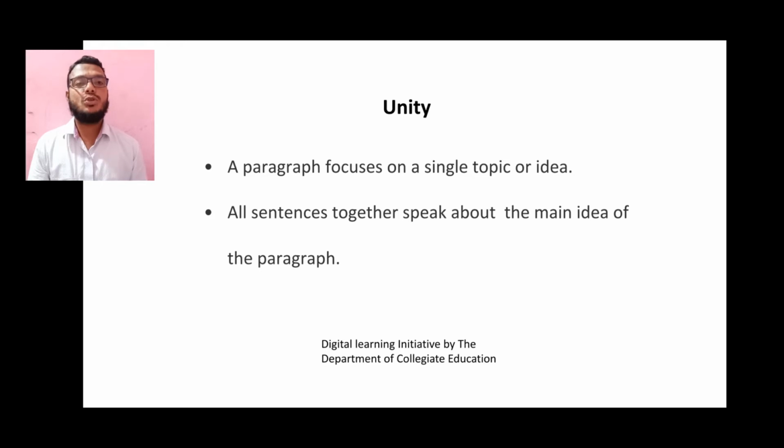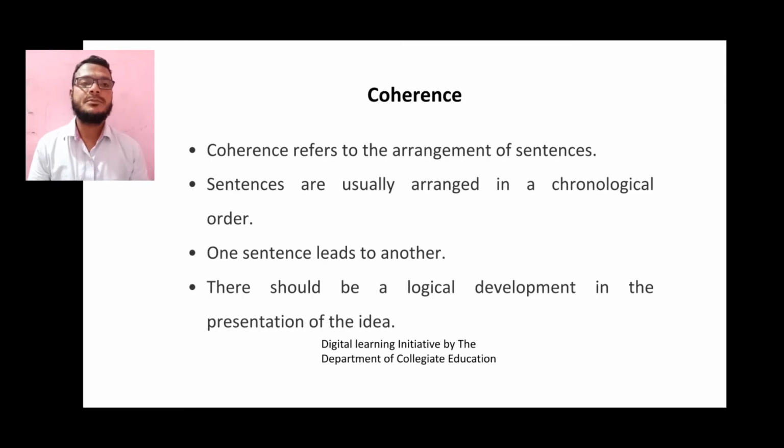These are the important two points. One is focus on a single topic or idea, and all sentences together speak about the main idea in the paragraph. Unity was the first, and the second one is coherence. Coherence refers to the arrangement of sentences.